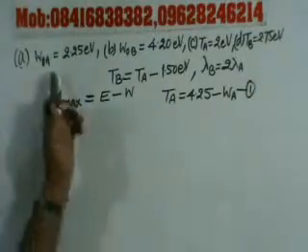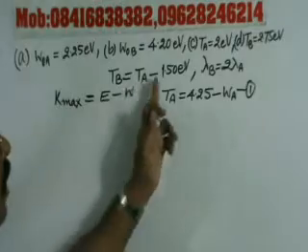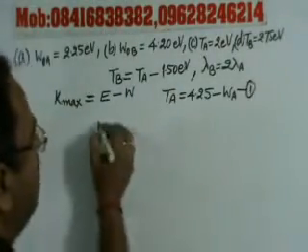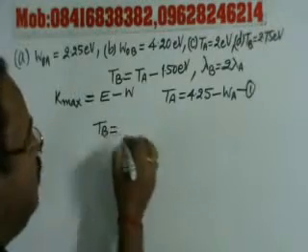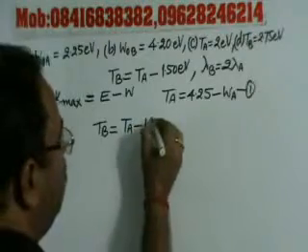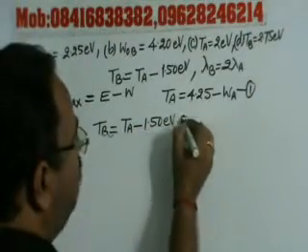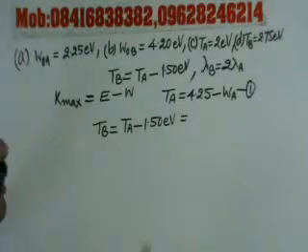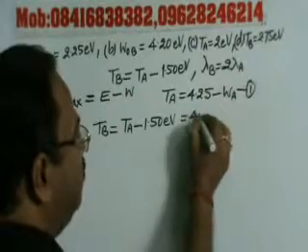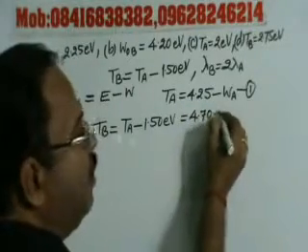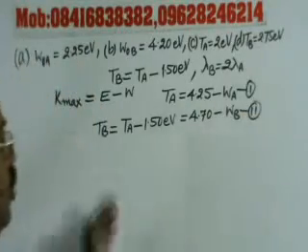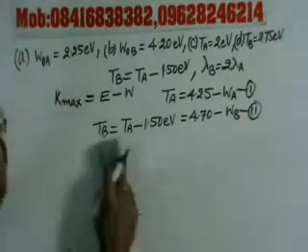Now it is given that Tb is equal to Ta minus 1.5 electron volt. So for Tb we can write Tb is equal to Ta minus 1.50 electron volt, and this will be equal to the energy of incident radiation 4.70 minus the work function of B. This is equation number 2. So now this is for Tb.